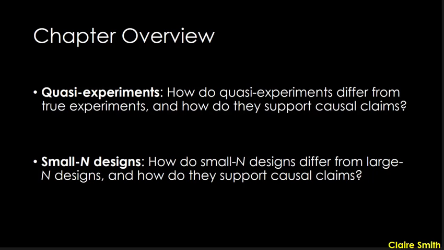These two are very separate, different things, not really go together at all. But small n designs: how does a small n design differ from a large n design? N just being the number of participants in the study. And then how can we use small n designs to support causal claims? So two parts of the chapter really could be two different chapters, but there's, I guess, not enough information in either.